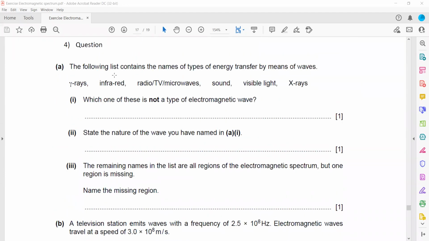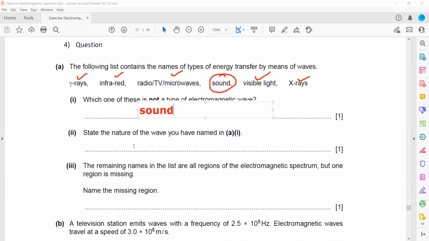Then this question: the following list contains names of types of energy transfer by means of wave. Which of these is not electromagnetic? Gamma is electromagnetic, infra, radio, micro are too, but sound is not electromagnetic. Sound cannot travel through vacuum. So the correct answer is sound.